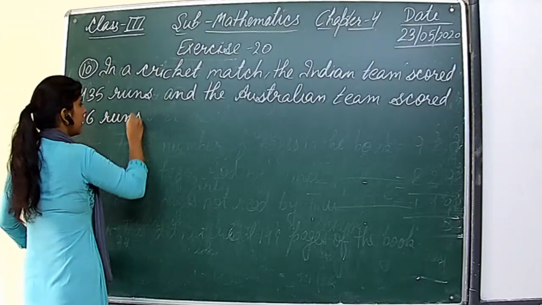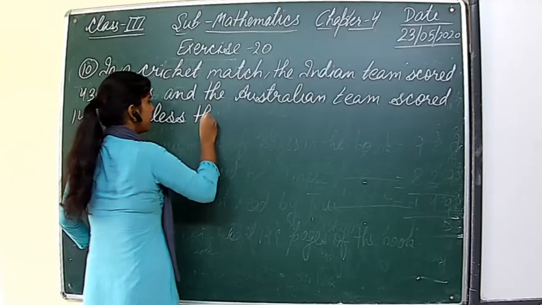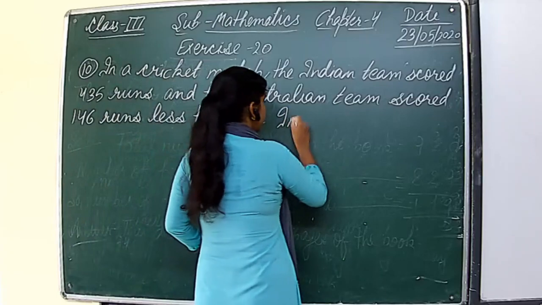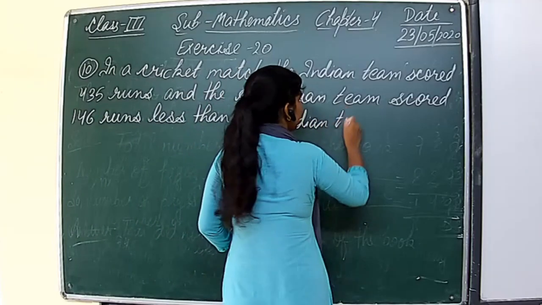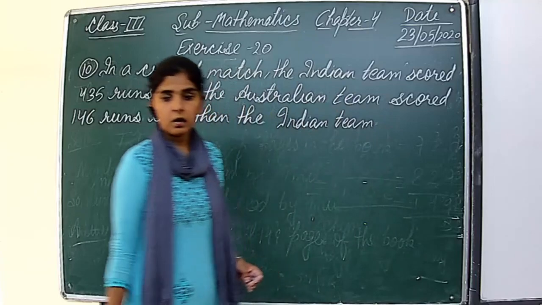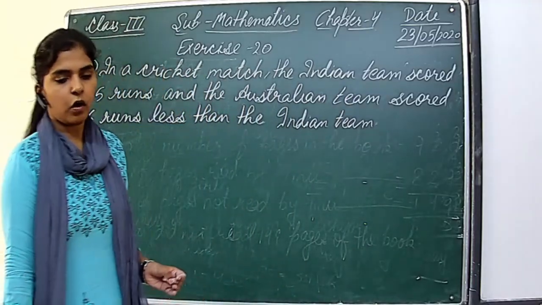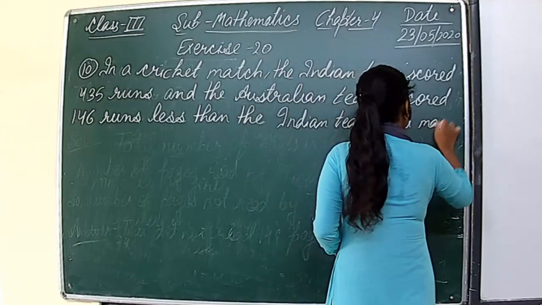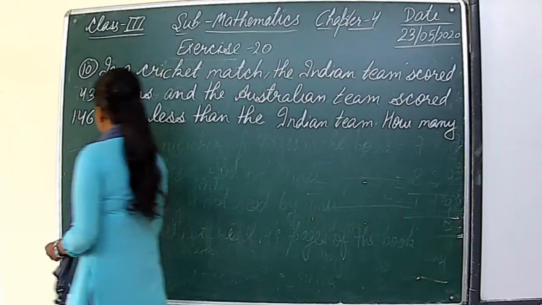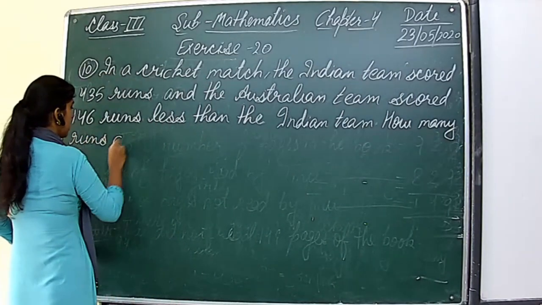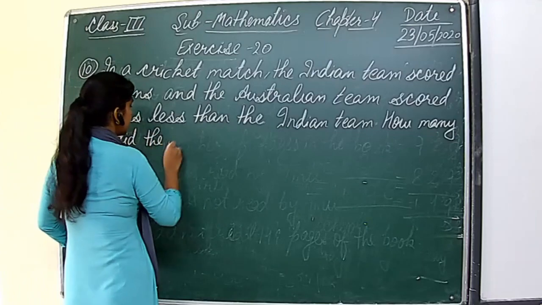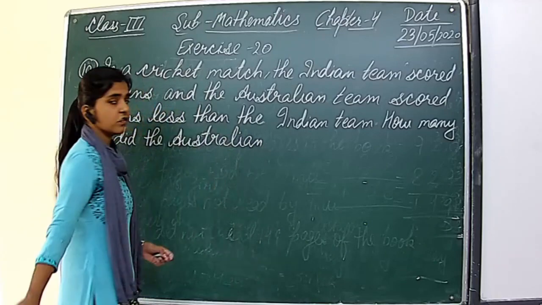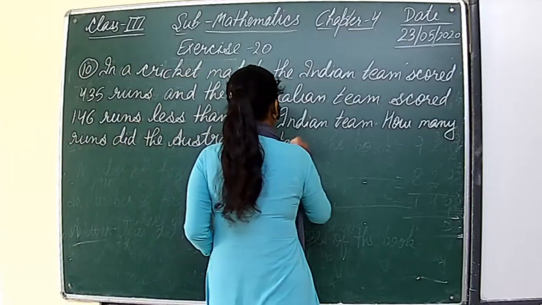146 runs less than the Indian team. Okay? How many runs did the Australian team score?